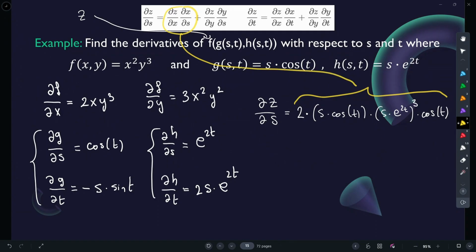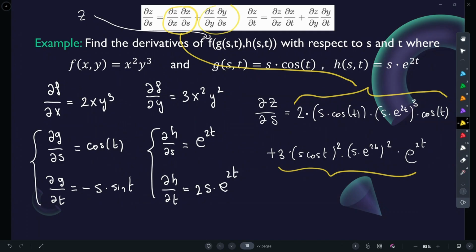Okay? And then I'm going to add the second term. The derivative of f with respect to y is this, but I have to evaluate it at g and h. So I get 3 times s cosine of t squared times s times e to the 2t squared. And now multiply by the derivative of y with respect to s. So the derivative of this h with respect to s, which is another e to the 2t. So this term here is corresponding to this term here.